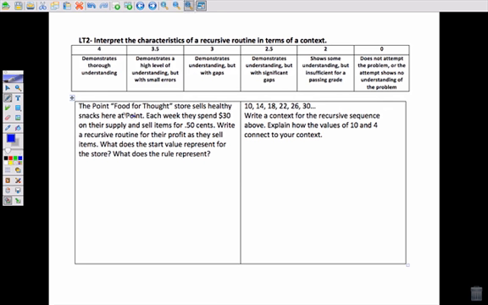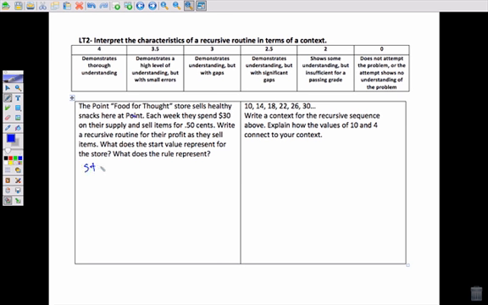It says the Point Food for Thought store sells healthy snacks here at Point. Each week they spend $30 on their supply and sell items for 50 cents. Write a recursive routine for their profit as they sell items. What does the start value represent for the store, and what does the rule represent? So first we need to write a recursive routine for this.